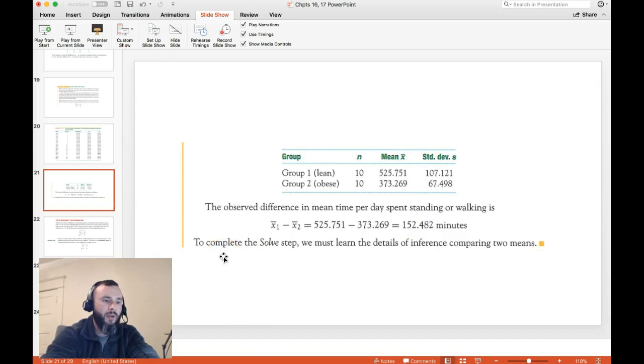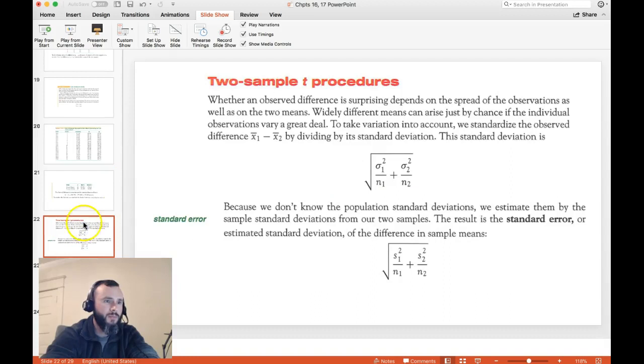But to complete the solve step, we must learn the details of inference comparing two means. So when we have a two-sample situation, there's a slightly different T procedure. Whether an observed difference is surprising depends on the spread of the observations as well as on the two means. Widely different means can arise just by chance if the individual observations vary a great deal. And that's because, again, we're dealing with smaller sample sizes. We're not dealing with whole populations.